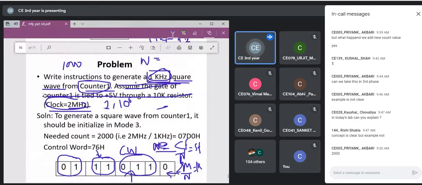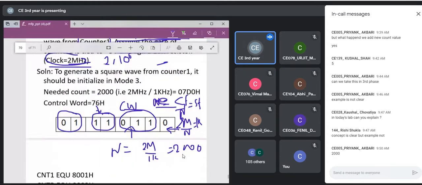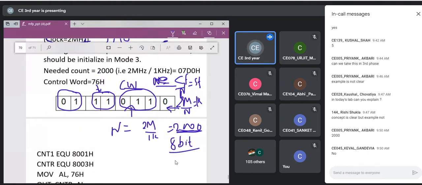Now let us write this program. How will we write this program? First of all, we have to write this 2000. Can I write this 2000 in 8 bits? No. So we need 16 bits. That's why this should be 11, first LSB, then MSB. Okay.